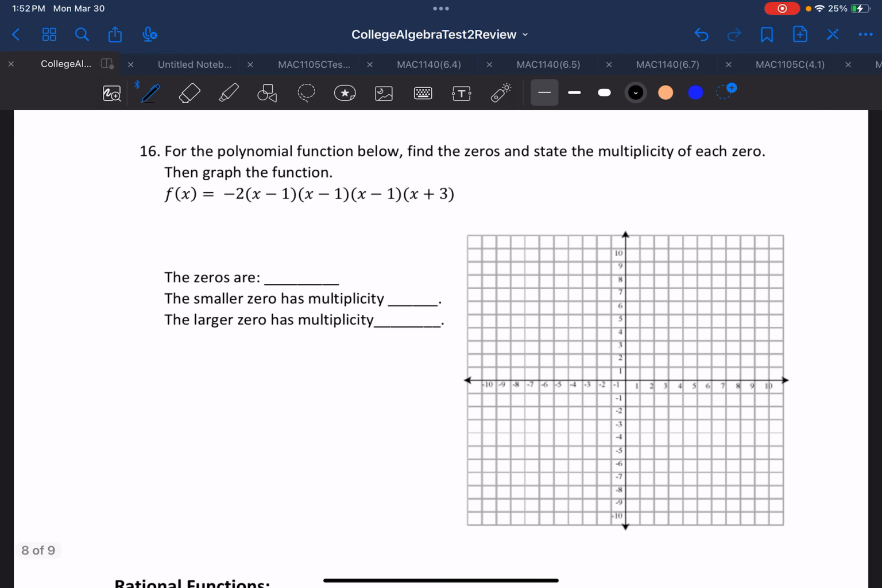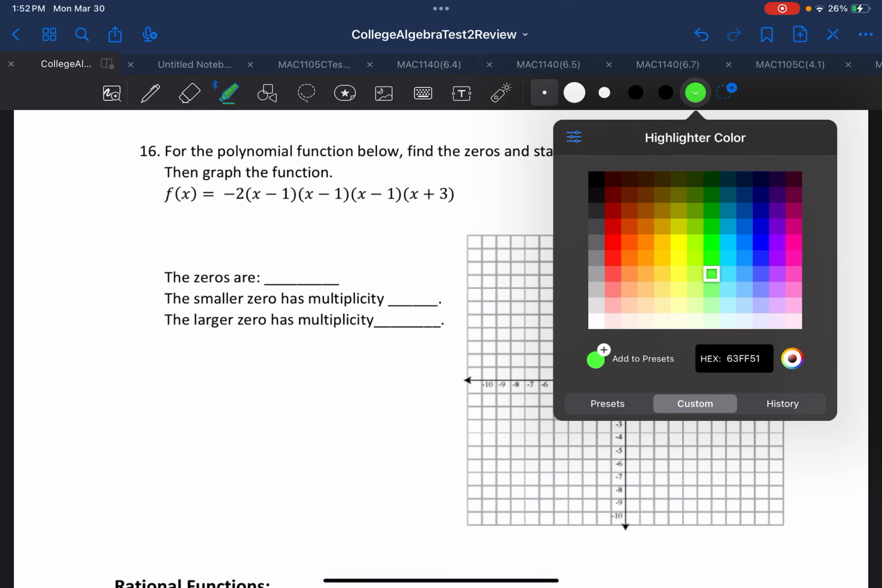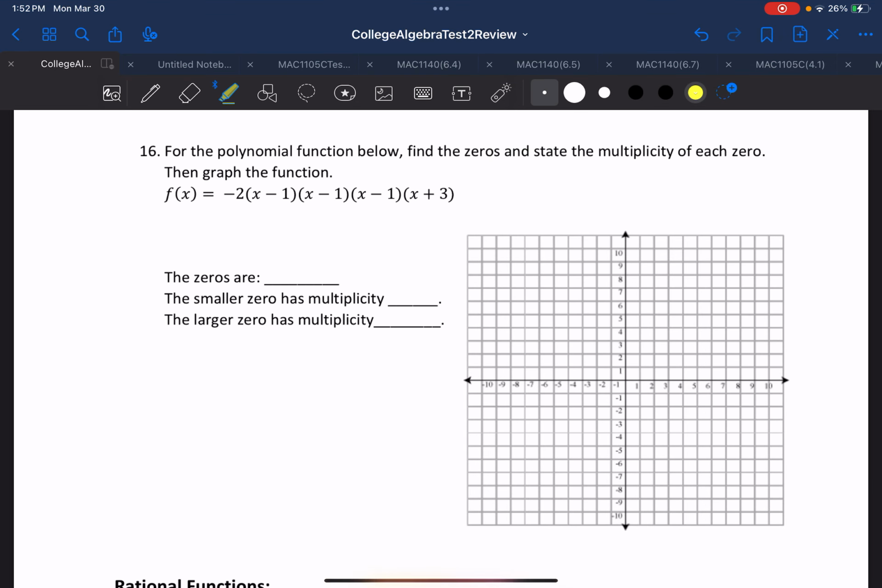Actually, let's just do number 16 real quick. Okay, so for 16 it says for the polynomial function below, find the zeros and state the multiplicity of each zero, then graph the function. So for this one, this function is already factored.